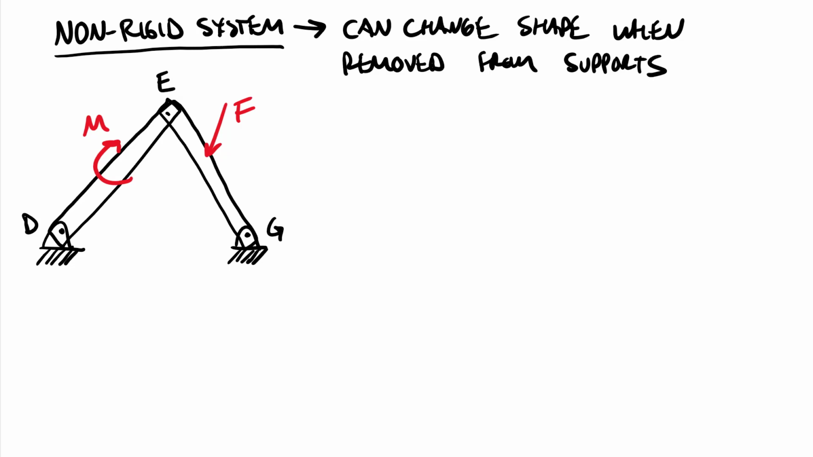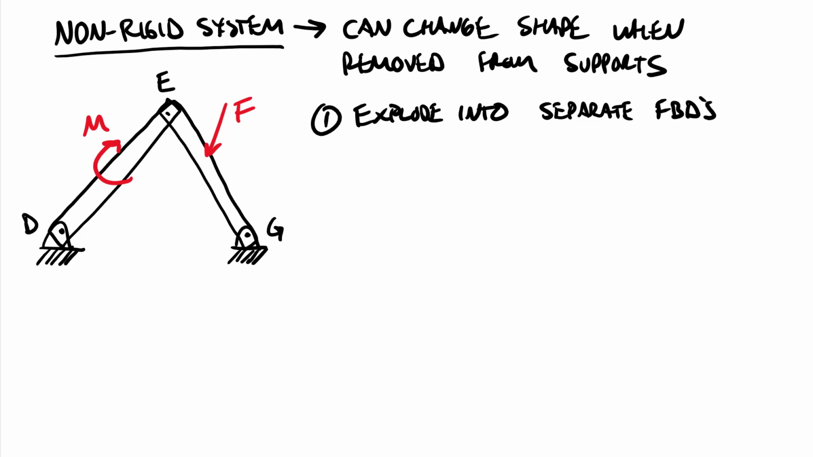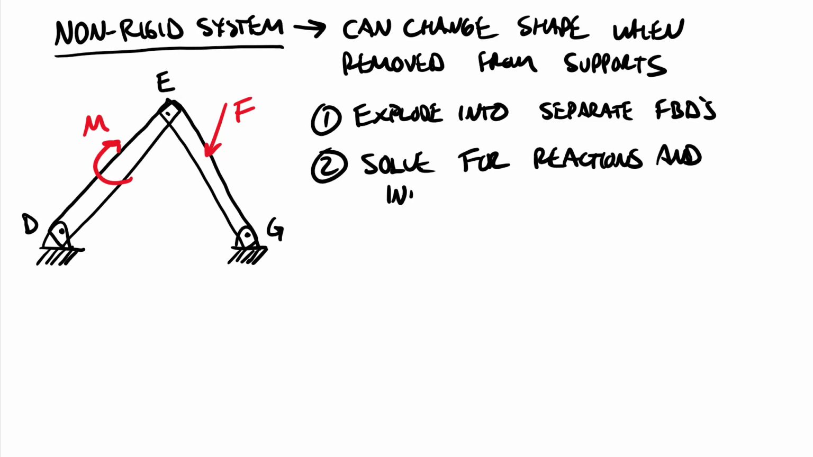You remove it from D and G and you can bend it back and forth, rotating around point E. The only option, and this isn't like in rigid systems where you say, do one or the other, like this is the only way you can solve these problems. So we want to explode into separate free body diagrams, and then kind of simultaneously solve for reactions and interaction forces.